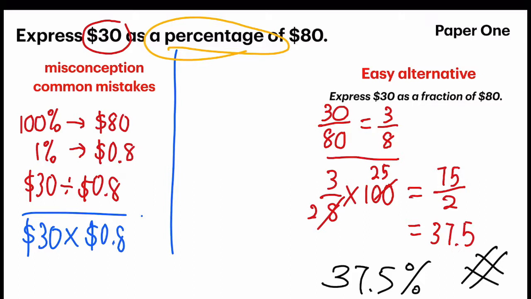Now, the method on the right hand side is much easier, and considering that this question appears in paper 1 and you're not allowed to use calculator, it would be easier to do it in that way rather than the methods on the right hand side, which confuses many students.